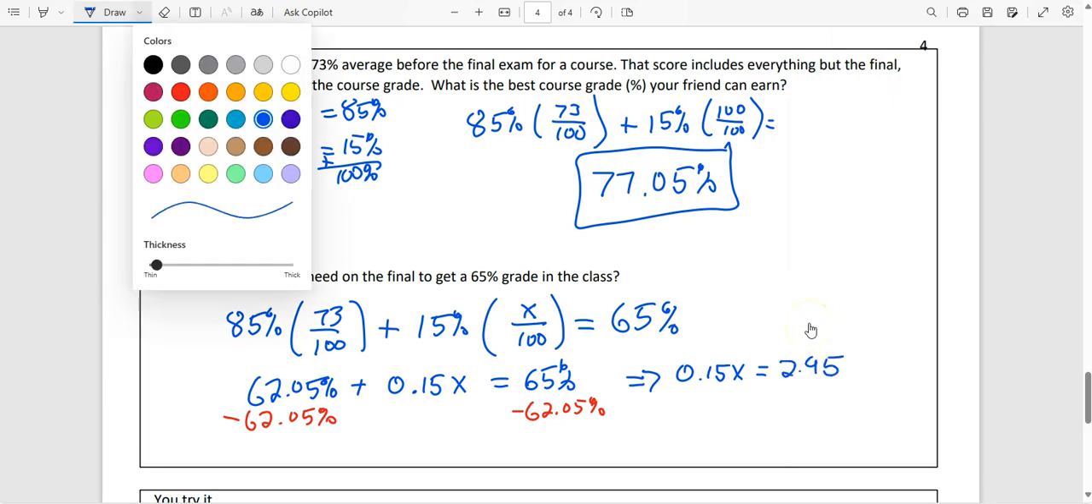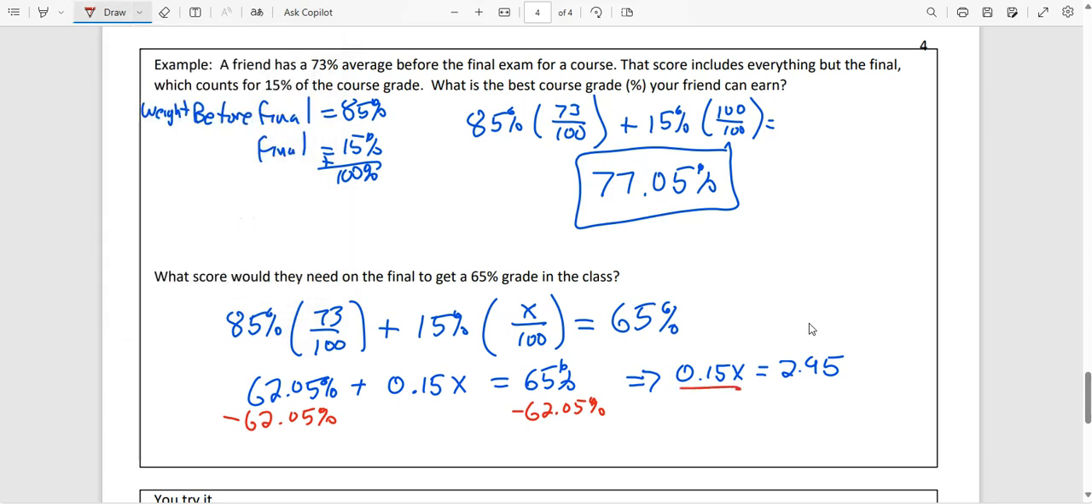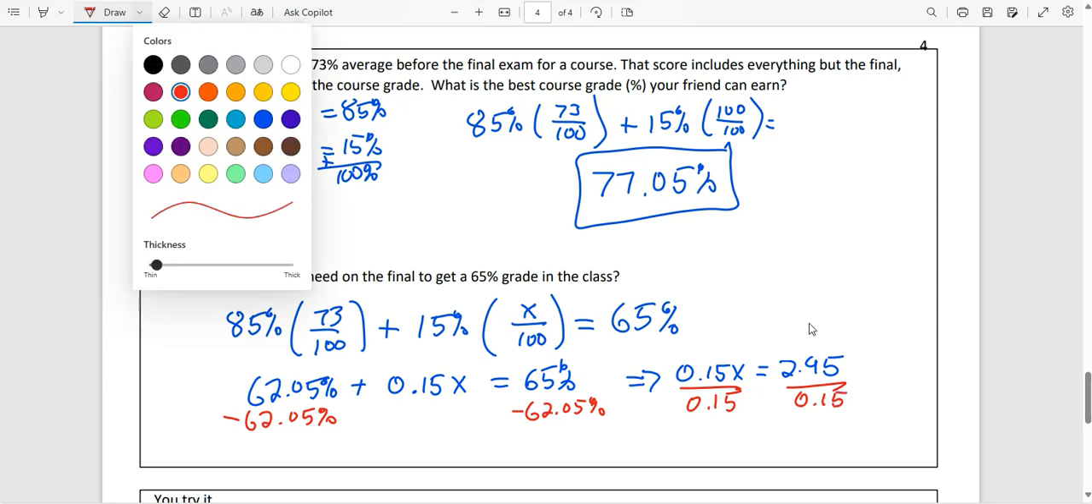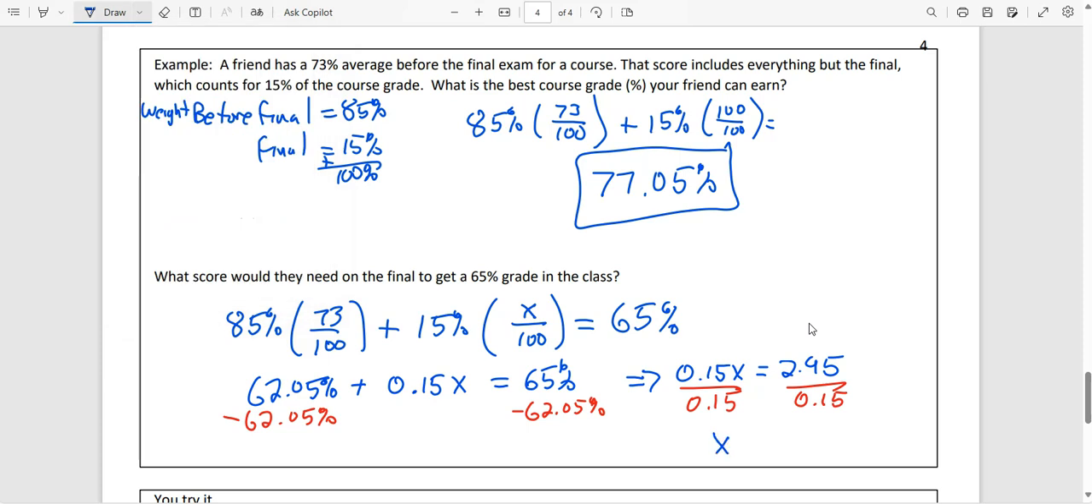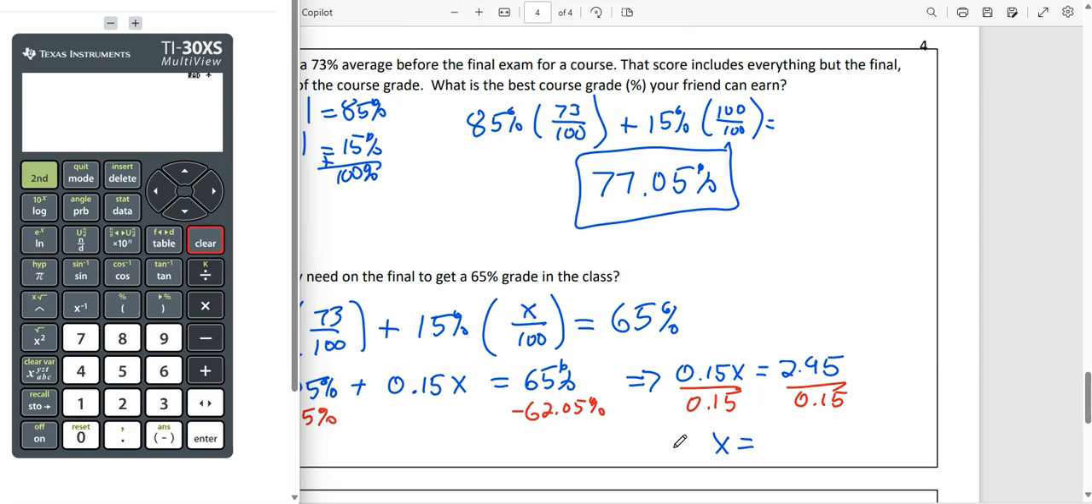Okay, last step, solving for x. If we divide by 0.15, we will end up with x equals, calculate that, 2.95 divided by 0.15, 19.66. So I don't know if this is whole number points, but we want to make sure that they get a 65% average.